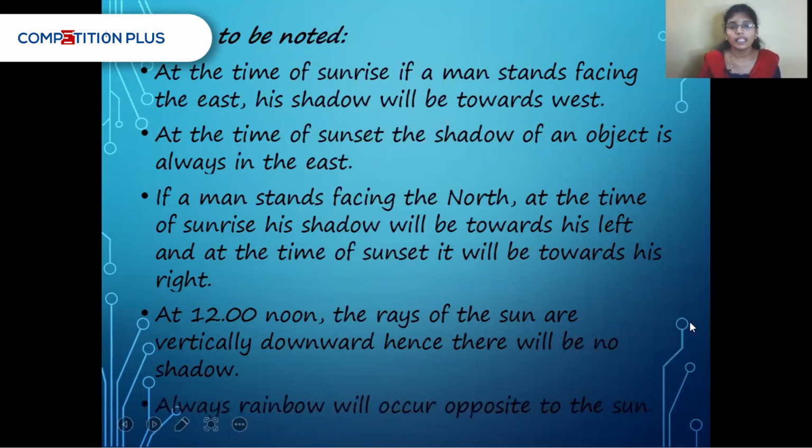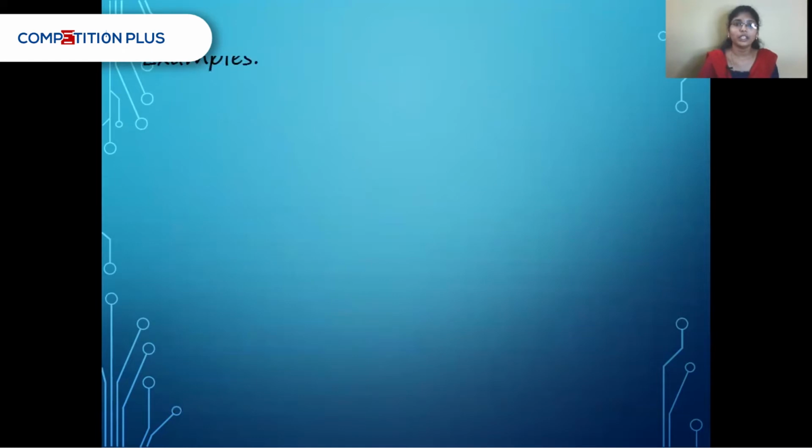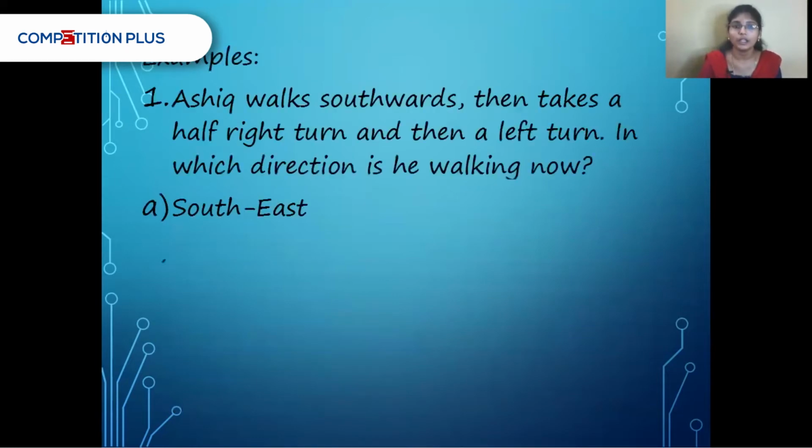And the last point is that rainbows will always occur opposite to the sun. So rainbows are cast in the direction opposite to that of the sun. Let's move to the example sums.